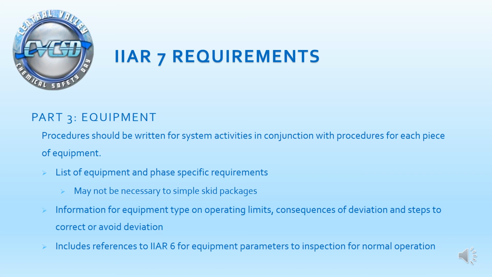So information on the equipment type for operating limits, consequences of deviation, and steps to correct or avoid deviations are included. And most of these are references back to IAR 6 for the normal operation. So in normal operation mode, there's typically just inspect these items. So for compressors, those would generally be all of the daily inspection tasks for those parameters.